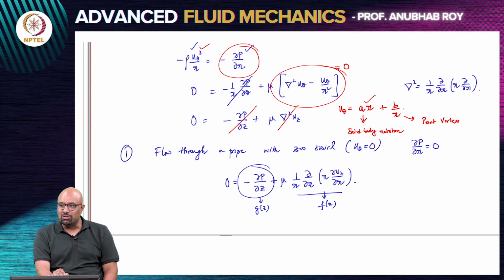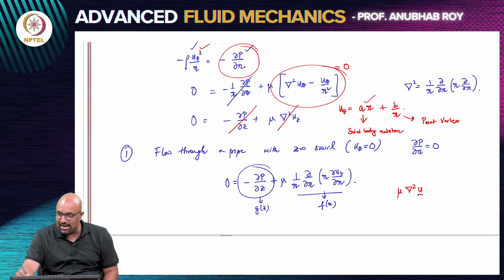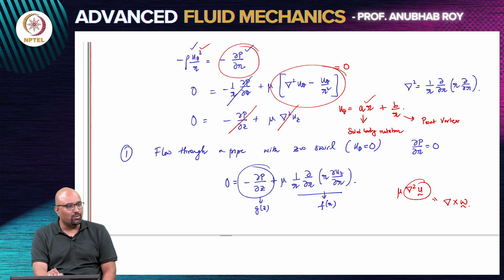And this again, if you think a little bit, you will realize is not very surprising, because if you remember when we discussed the problem for potential flow, we said del squared U can also be written as curl of vorticity for an incompressible flow. And a point vortex is irrotational, which means curl of vorticity is 0. So the viscous force is 0.